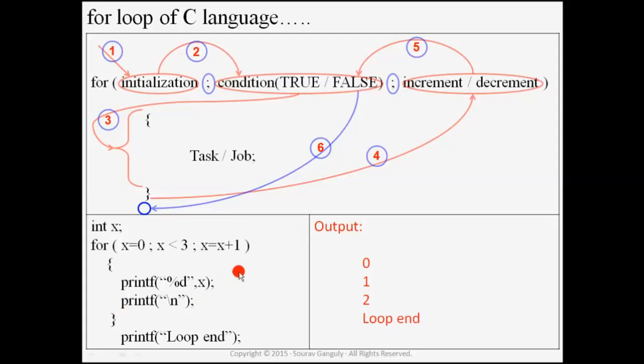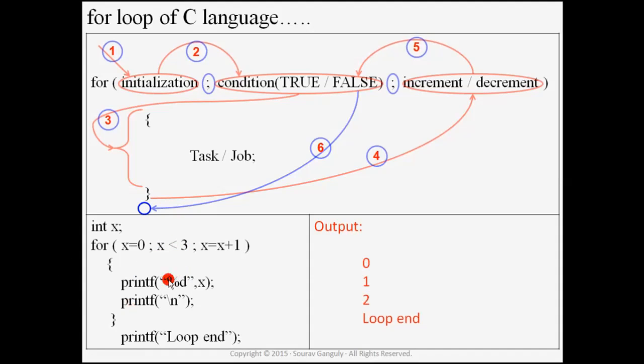After that, the cursor will directly come here, to the third section. The value of x will increase by 1. Now the new value of x is 1. Now the cursor comes to this condition section again and checks 1 less than 3.